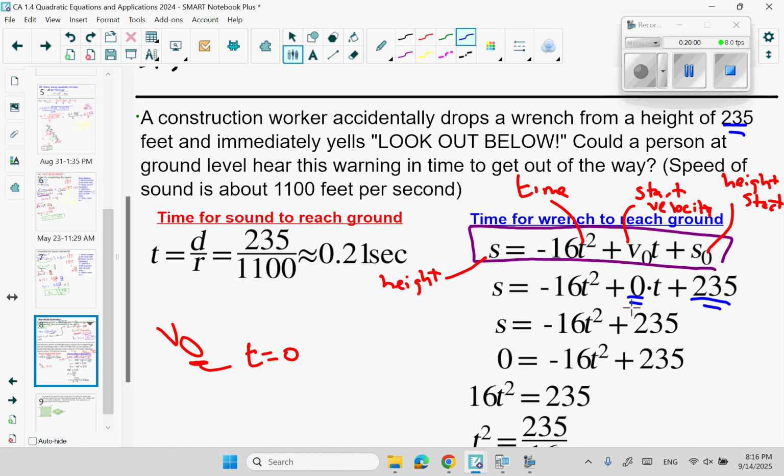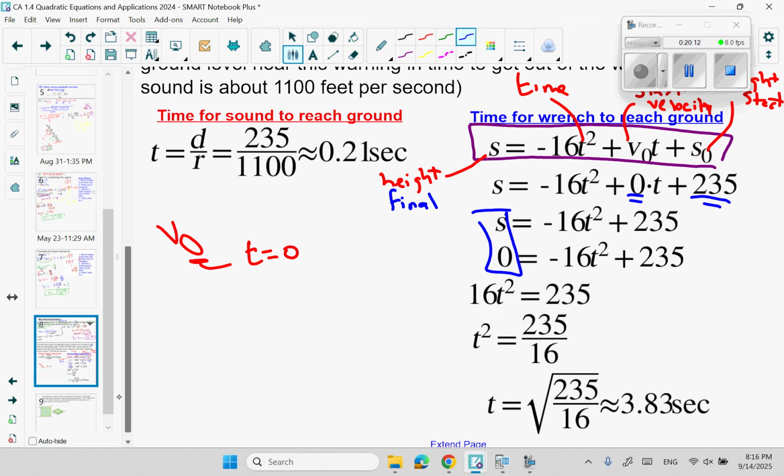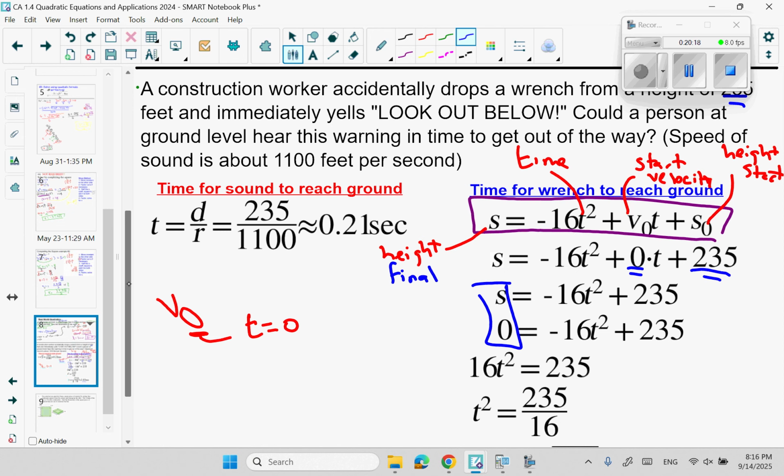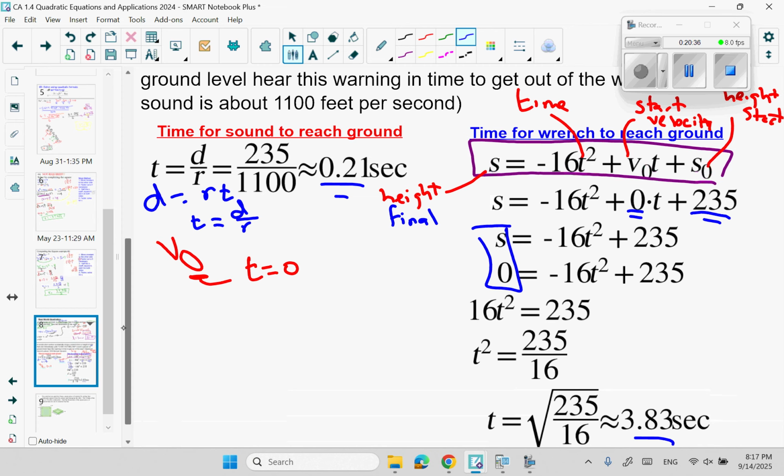And the question asks, when will it hit the ground? So ground has to, of course, be my final position. If you want to think about it as height final, that's perfectly fine, which ends at 0. So we're just solving that side. To get t would be about 3.83 seconds versus over here, distance equals rate times time. Solve for time. That's how we get divide by r, d over r. 235, but feet per second, so that one would take 0.21. So of course, people would definitely hear it before the wrench actually hits the ground.